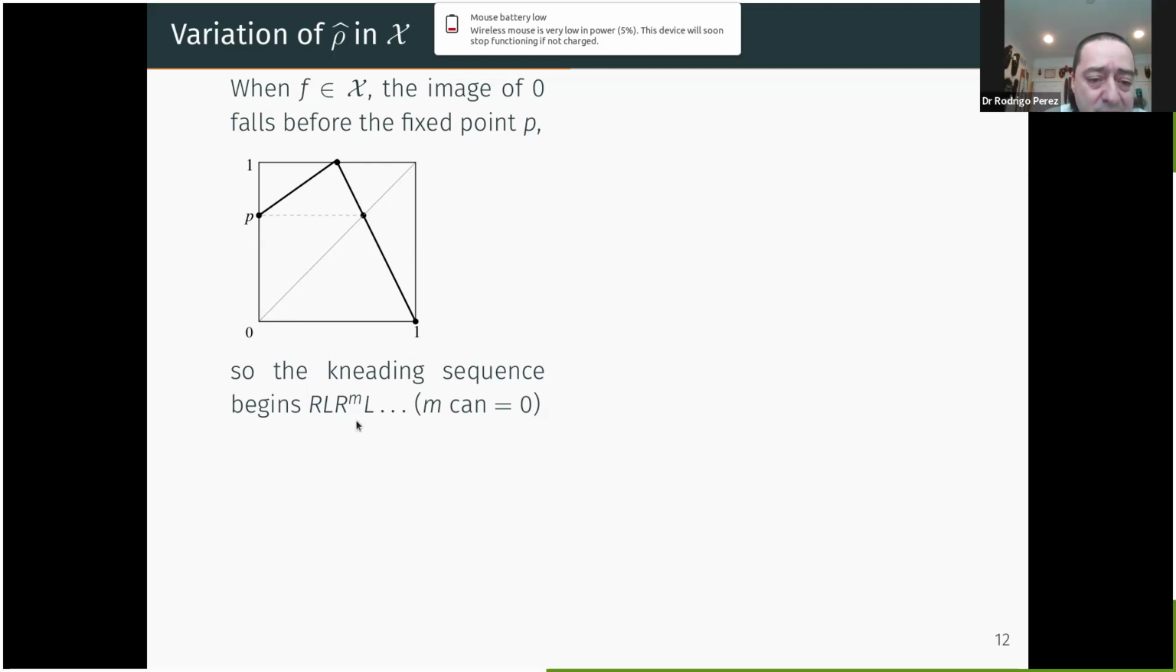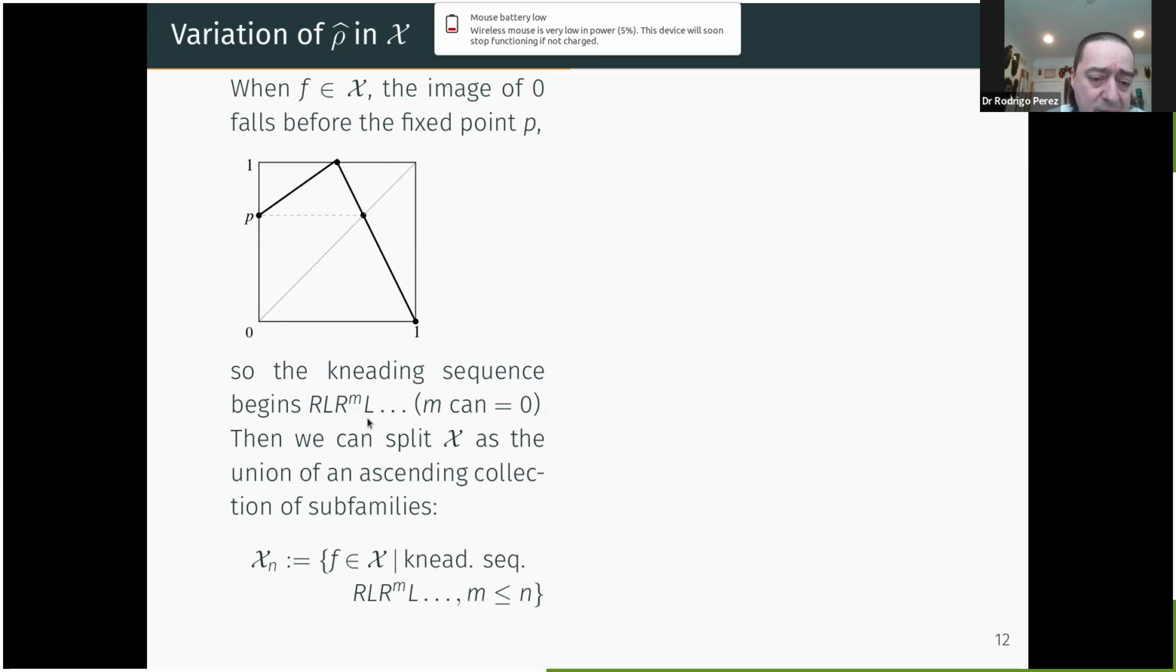But we want to write our kneading sequence in this manner because we can split our space into graded sections according to the number of right returns that we have.